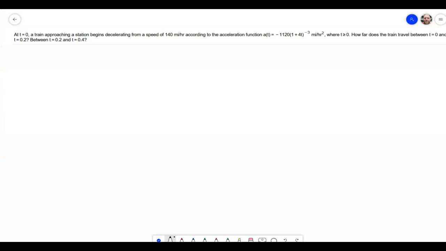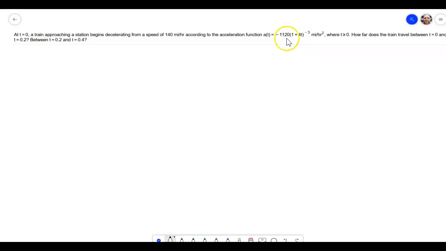Beckstrom, and today I want to do an example similar to number 13 in the homework here. This is basically using some antiderivatives with the velocity, acceleration, and position functions. So it says at t equals 0, a train approaching a station begins to decelerate from a speed of 140 miles per hour according to the acceleration function.